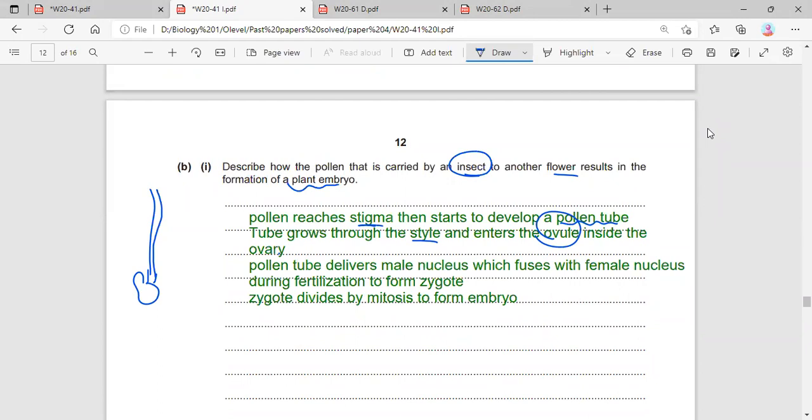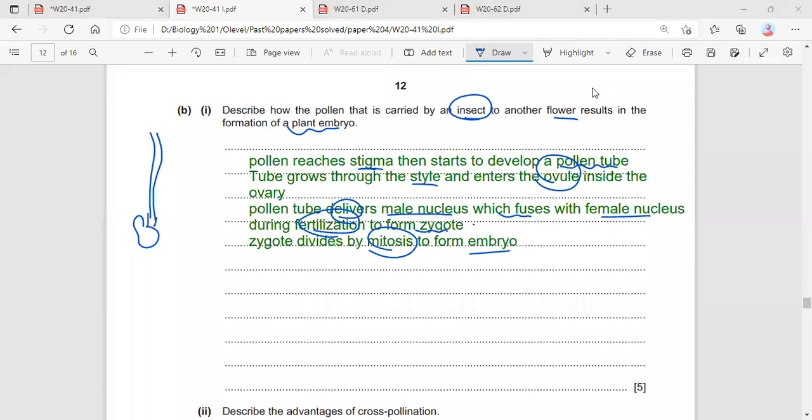What does the pollen tube do? It delivers the male nucleus, which fuses with the female nucleus during fertilization to form a zygote. The zygote divides by mitosis many times to form the embryo. These are all the steps.